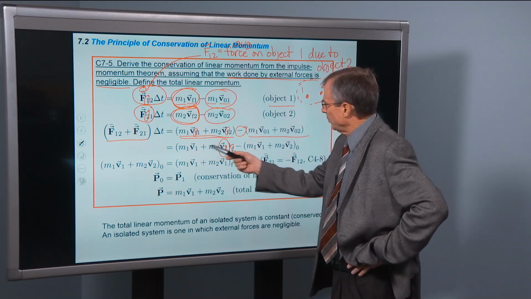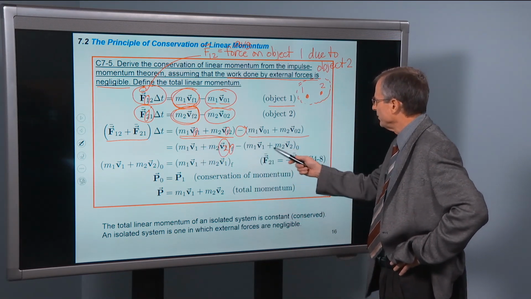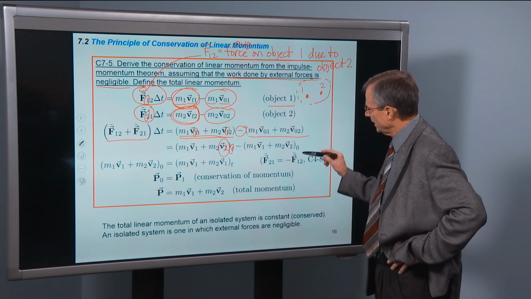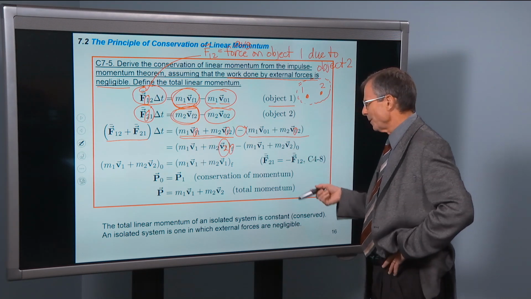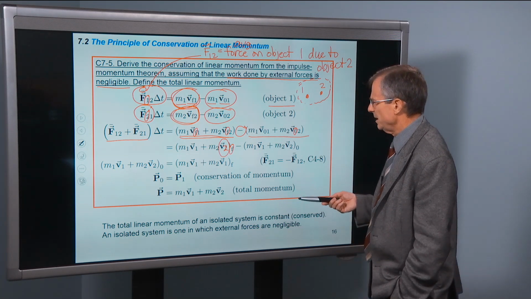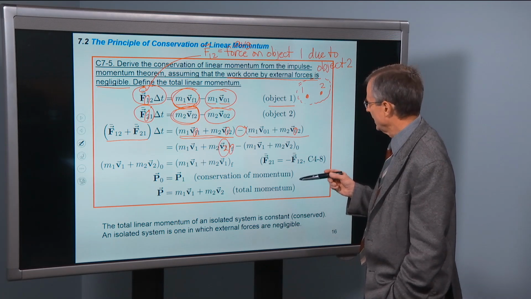That's m1v1 plus m2v2 final minus m1v1 plus m2v2 initial. And we've just brought the 0 out in this case. So the bottom line, I know it's a lot of math, sorry about that. But notice here what kind of a miracle is going to occur.